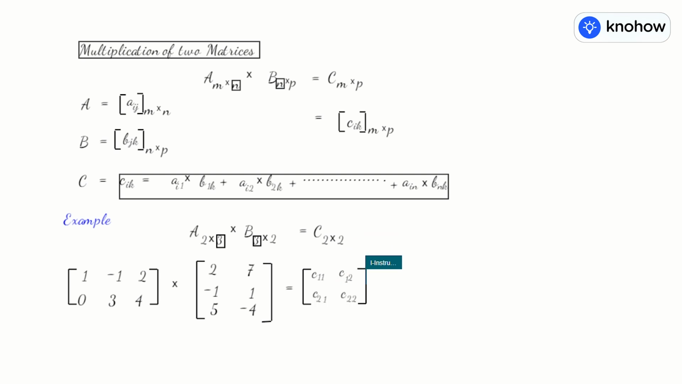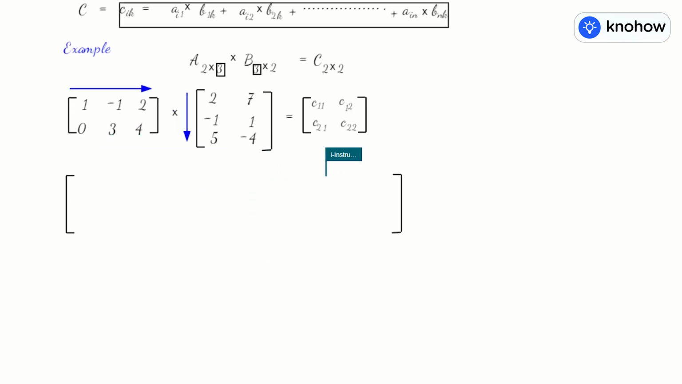So how do you get it? For example, how do you get C11? The elements of the first row of the matrix A have to be respectively multiplied to get C11. This one denotes the elements of the first row of the first matrix, and this one denotes multiplied by the elements of first column of second matrix respectively, and add. You do it like this.